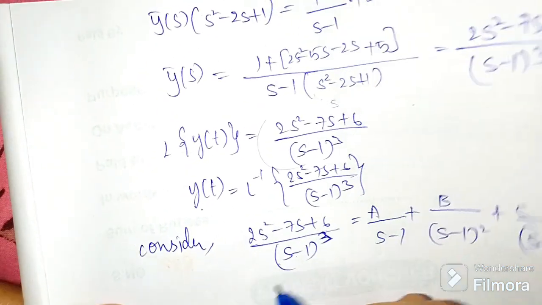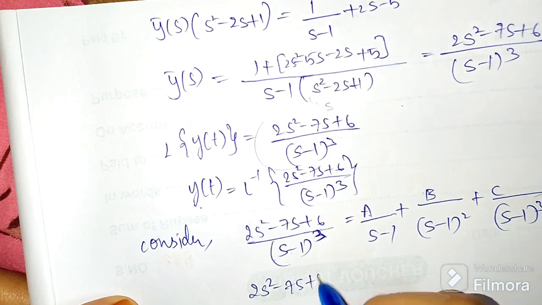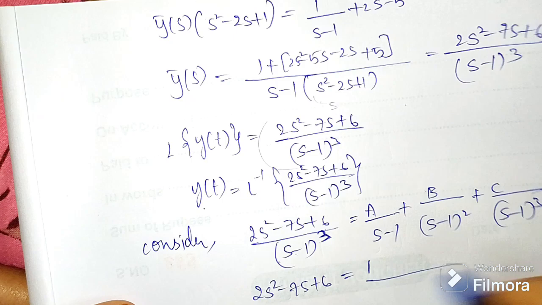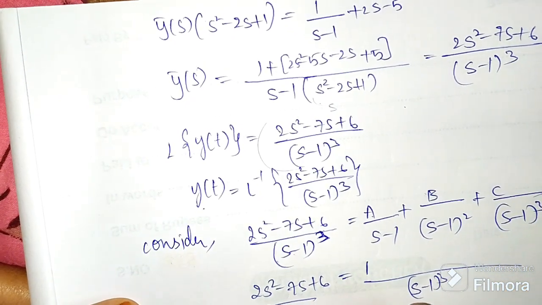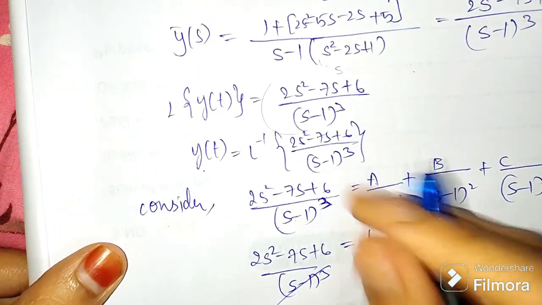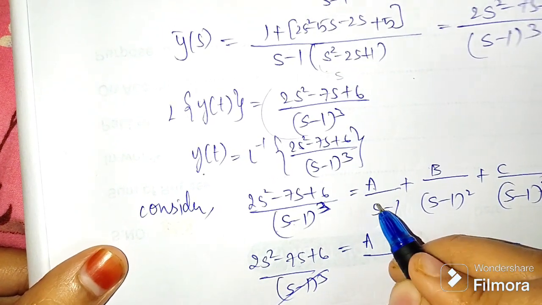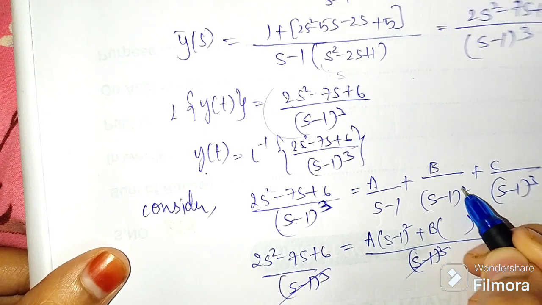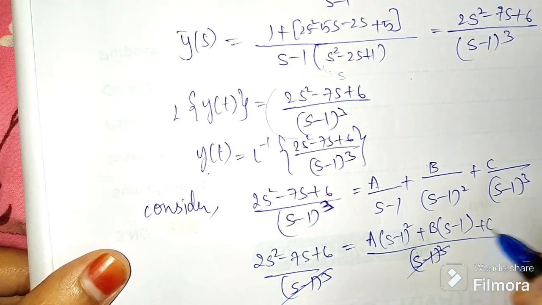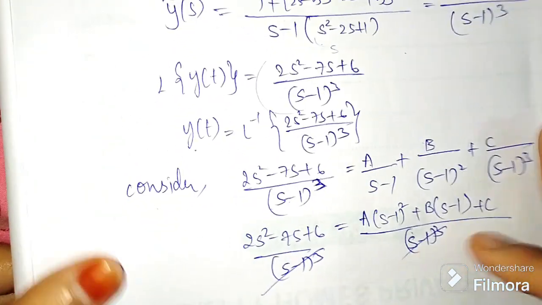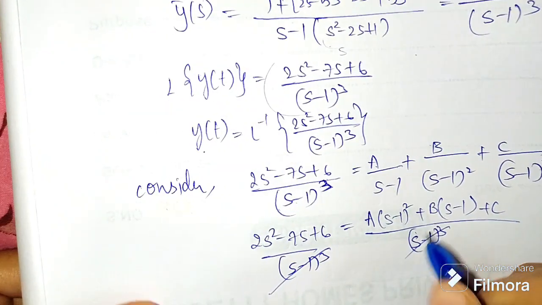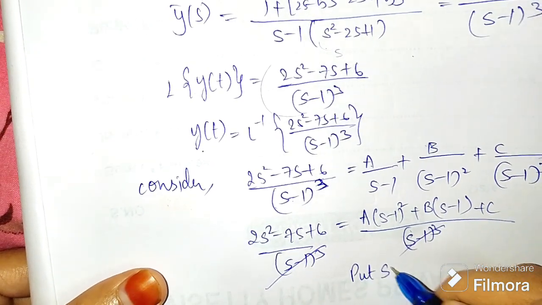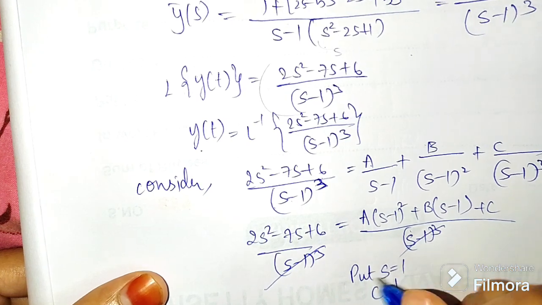Now what should we do? We should compare coefficients or put some values and find the values of A, B, C. In the denominator I'll get s minus 1 whole cube, which eventually gets cancelled. But see, in the numerator, A into s minus 1 is there, so s minus 1 whole square. B into only s minus 1 is there, so I need one more. C needs nothing. Now I'll put s is equal to 1, then you solve that. Putting s is equal to 1, I get C is equal to 1.